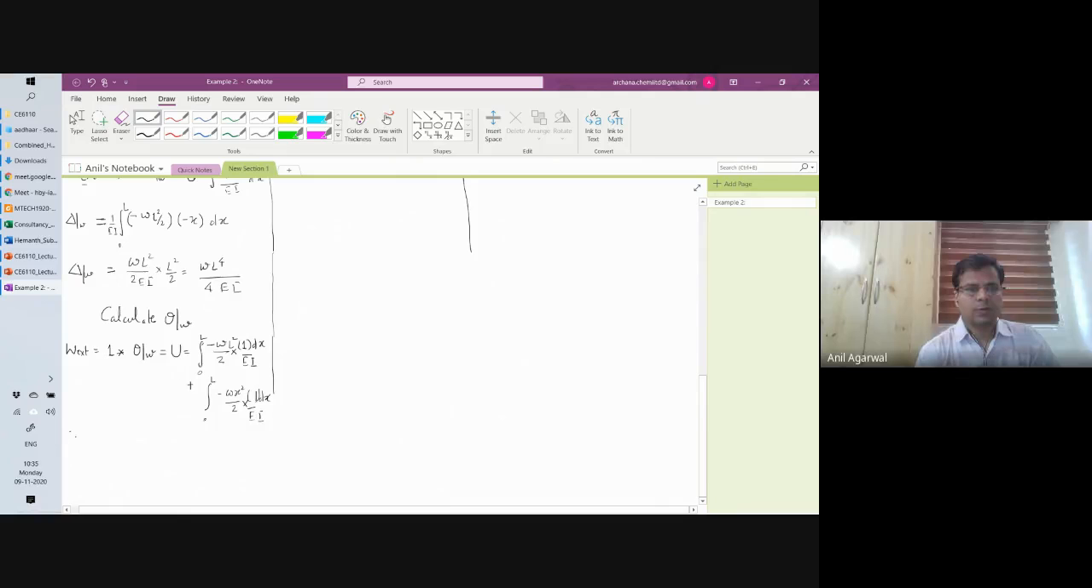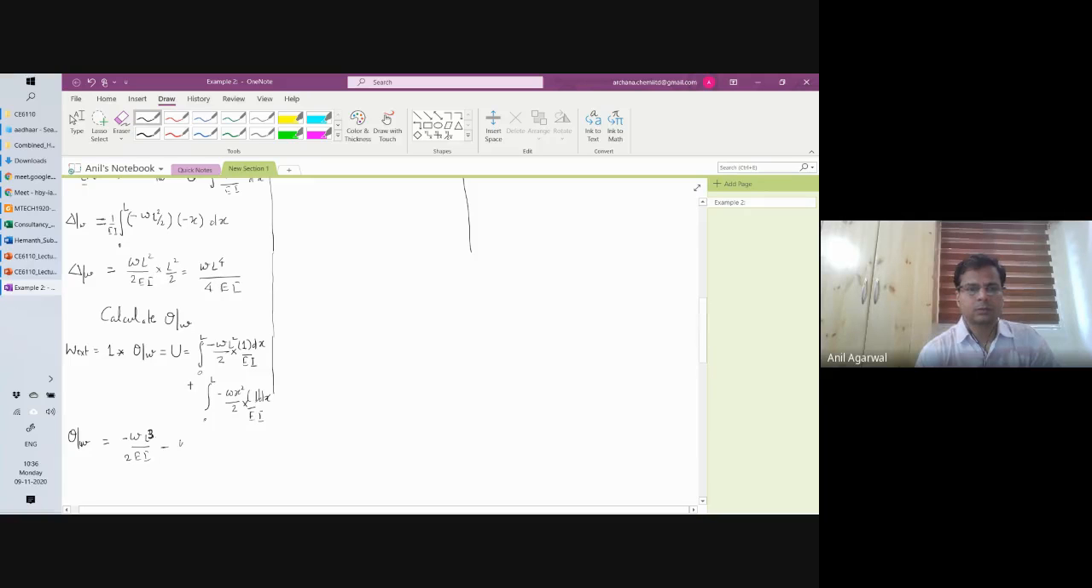Okay. So from here we can get theta W is equal to, following these two systems. So this is going to give me Wx square dx, so Wx cube by 3. Okay, so Wx cube by 6. So our first one is first going to give me minus W L square x, so L cube by 2 EI.